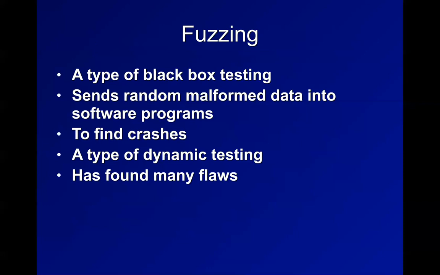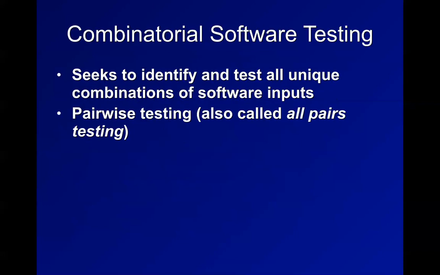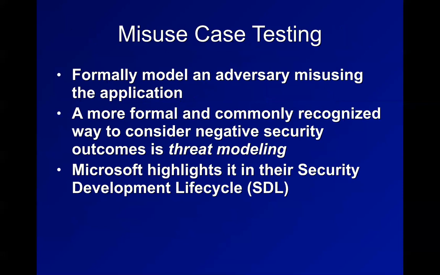Anyway, that's where we are. C is responsible for most of these bugs. There are bugs of other types, but anyway, then you've got combinatorial testing and pairwise testing where you test 2 or 3 components in combinations to see if they're going to work. A misuse case where you try to formally model an adversary misusing it. With this, threat modeling essentially.